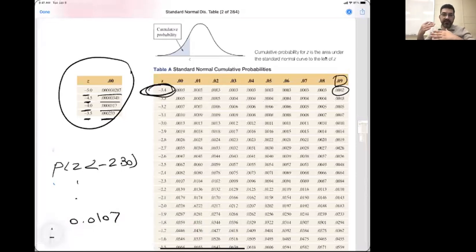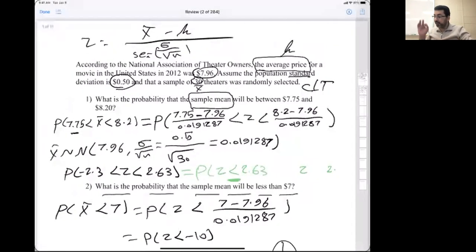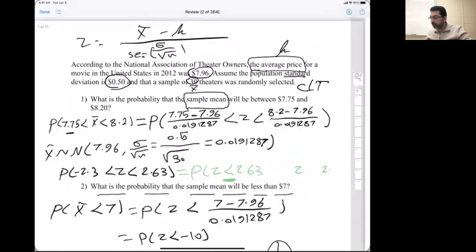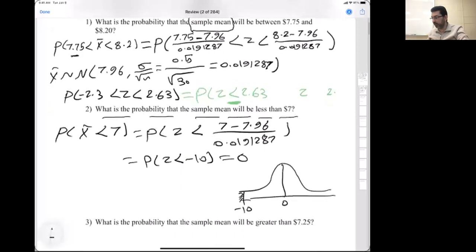So if you face something like what we have here, negative 10, of course, directly without looking at the table, you will find it is equal to 0 directly. It's impossible that the price will be $7 or less than $7. It's impossible in this case. Okay, so this is the answer of the second one.